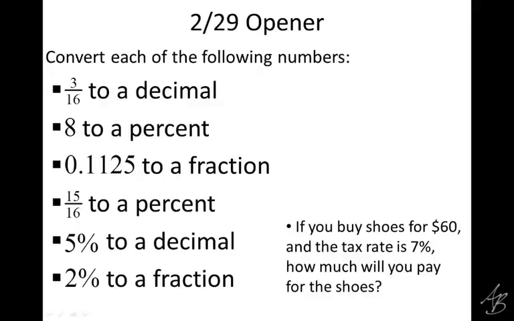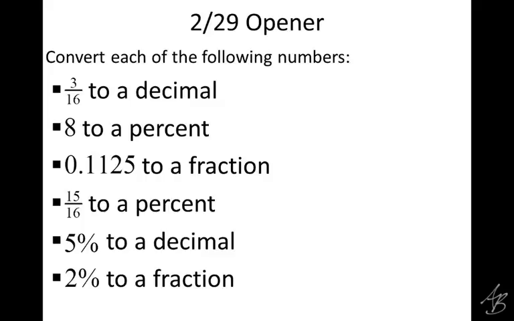First part here is just a review of what we've been doing, right? So we want to convert each of these numbers to a different type of number. The first one, we have a fraction we want to turn to a decimal. We want to make sure that we're showing the work as we do this. So what are we going to do to change 3/16 into a decimal? Taylor?